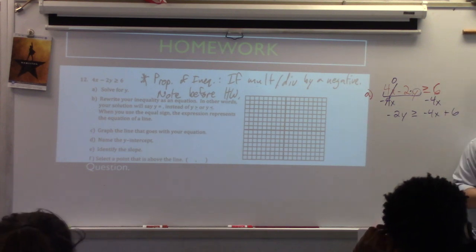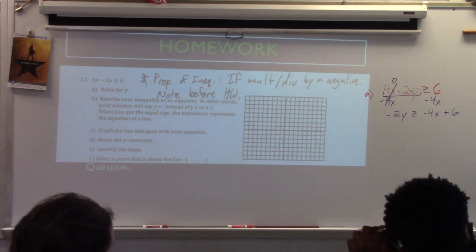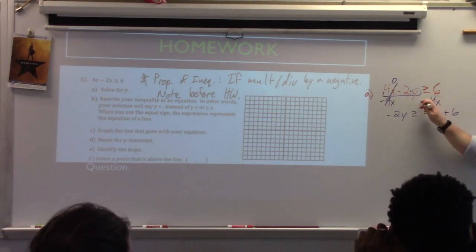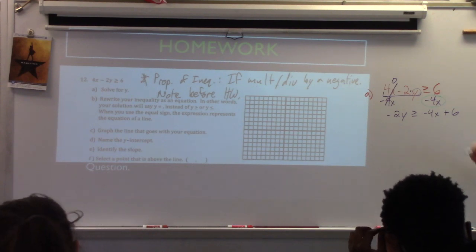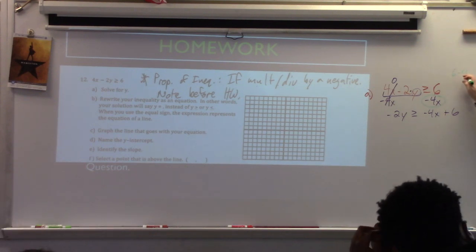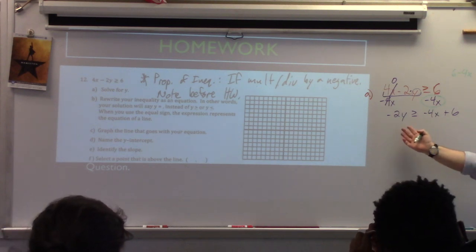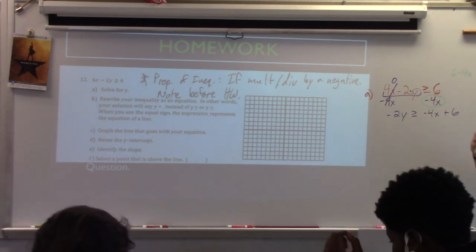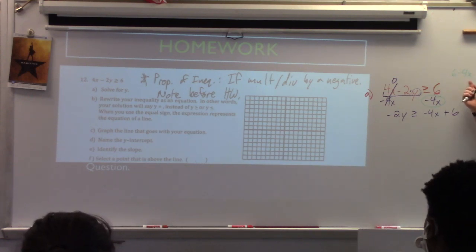But what's the last thing I need to do to solve for y? Hold on. Sir? Why is that a negative 4x? Well, because I'm subtracting 4x from 6. Oh, gotcha. Yeah, from 6. So you could write it as 6 minus 4x. I wrote it as negative 4x plus 6 because I'm thinking about y equals mx plus b, so the x usually goes first. But you could write it this way, that's fine.